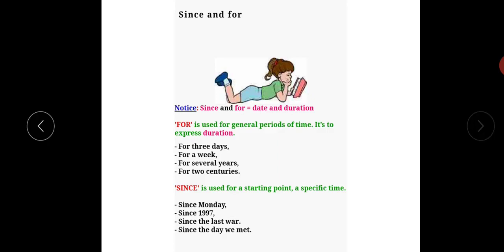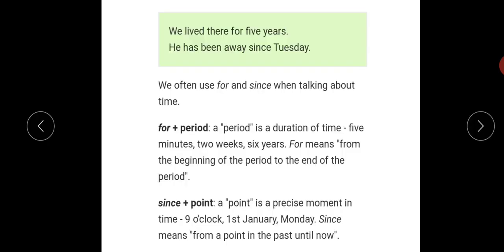Understand? You can see the picture here. See, when do we use for? It is a period. It is a duration of time. It means from the beginning of the period to the end of the period. So if you say for 5 years, from the first year to the last year, the beginning of the period to the end of the period. So totally 5 years. That is for. And what is since? It is a precise moment in time, the correct time, exact time.